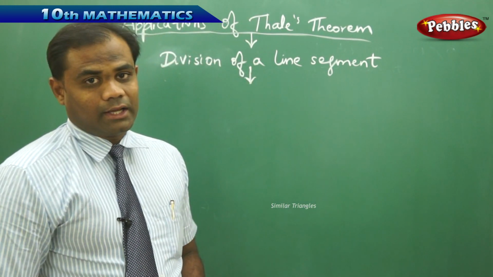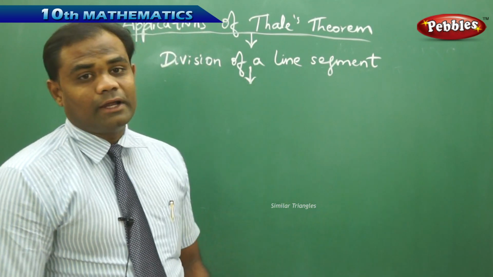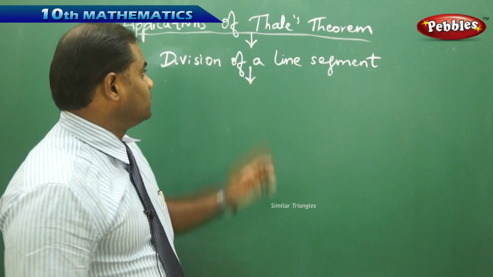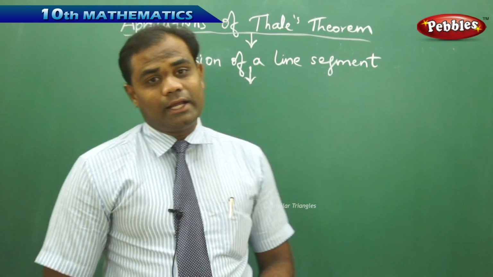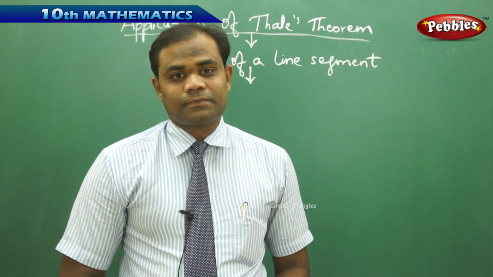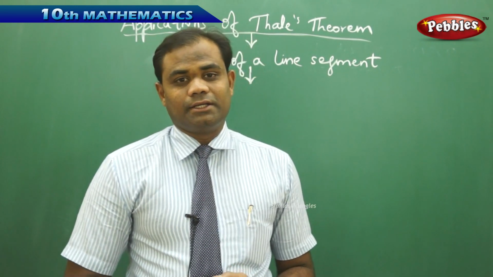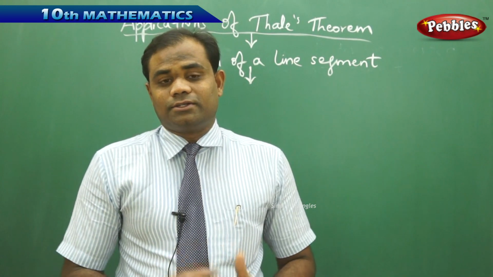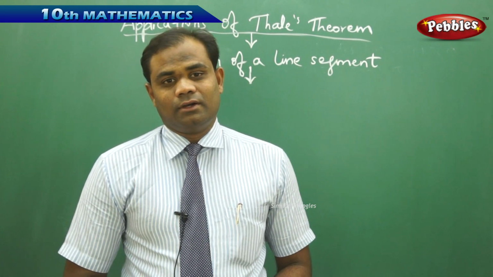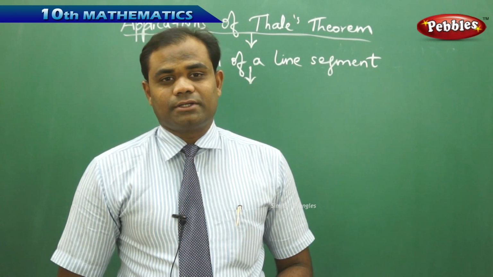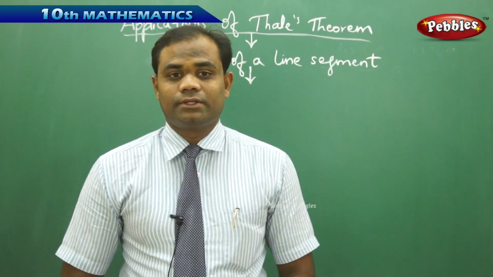So the theorem has its own significance in identifying the dividing of a line segment. The application of Thales theorem is that it helps us in dividing a line segment in the desired ratio. Say for example, I draw a line segment AB and I want to divide that exactly in the ratio 2:3 or 5:6, or I want to divide the line segment in the ratio 7:5. So I can divide any line segment in the desired ratio equally by using the Thales theorem.